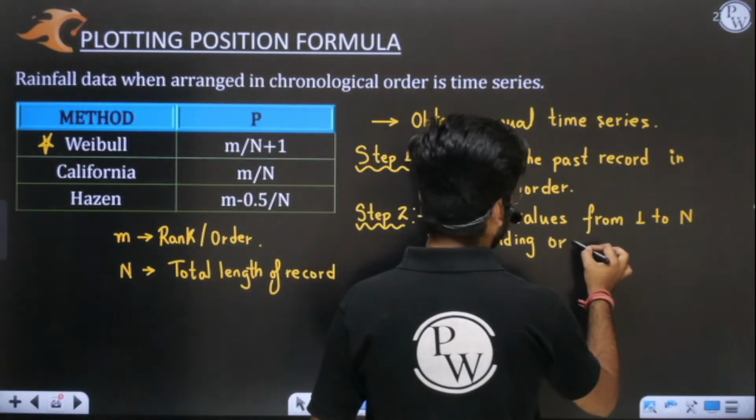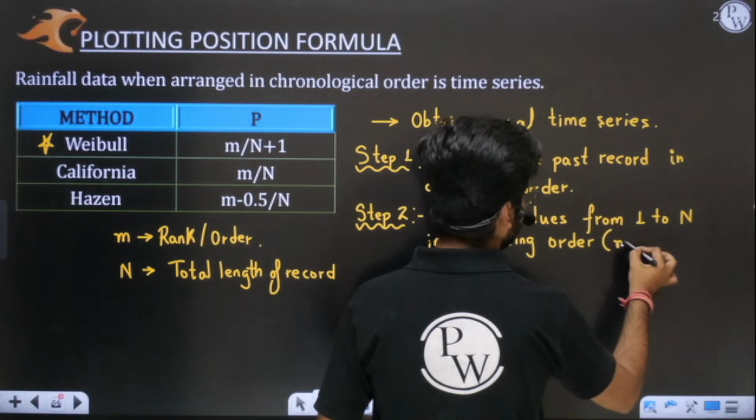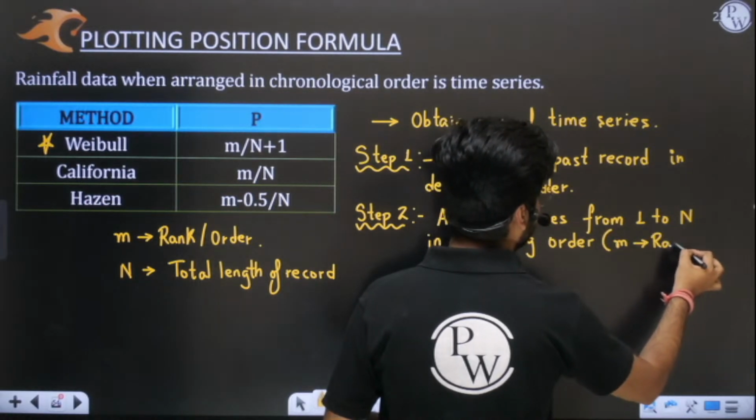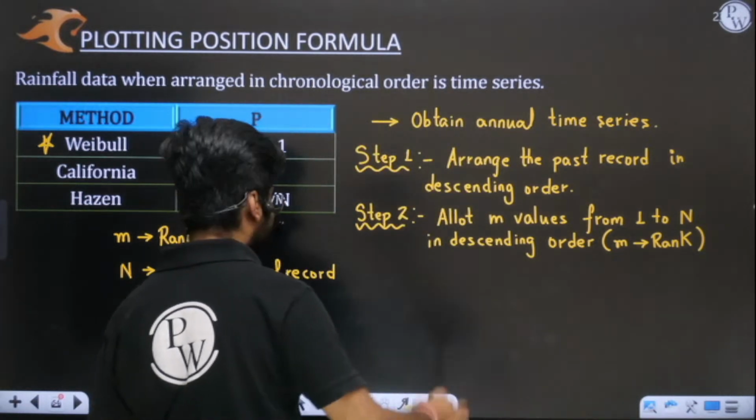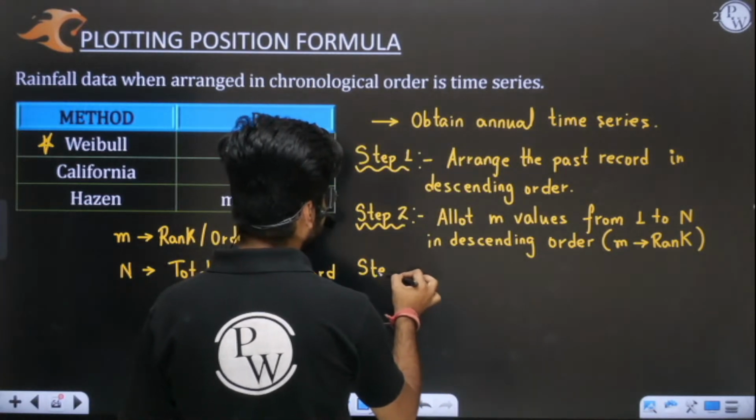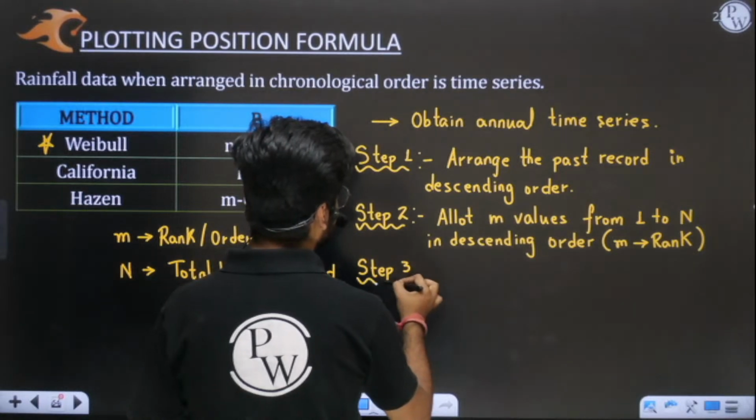Okay, in descending order. I hope you have understood the meaning of m. M is none other than rank. M is order or simply your rank. Then what is the third step? Sir, third step is that we have to use these empirical formulas.